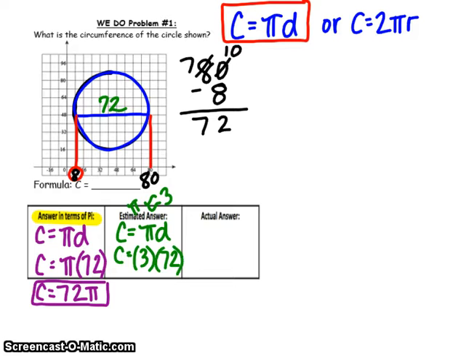So I know what I have to do with these two numbers. Since they're both in parentheses, I need to multiply those. So let's do 72 times 3. 3 times 2 is 6. 3 times 7 is 21.